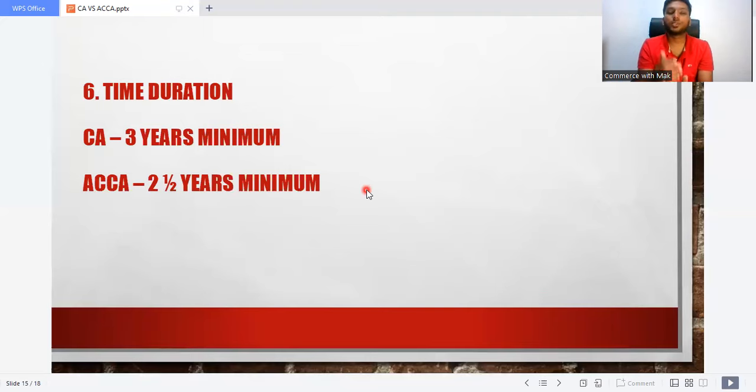So sixth is the time duration, how many years it takes to complete. CA takes a minimum of 3 years, while ACCA you can finish within 2.5 years. You can show your experience later, 3 years, and get your ACCA membership. 3 years of work should be represented for CA to claim the membership as well as for ACCA. But within 2.5 years minimum you can finish ACCA, while CA at least takes 3 years of time.